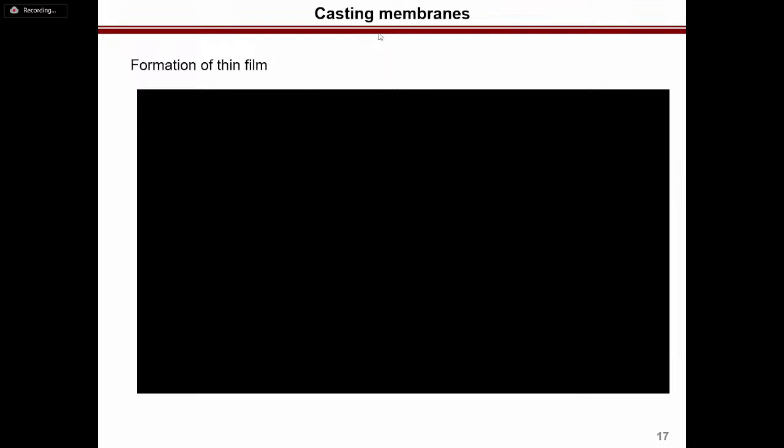The most important point for you to understand here is that the most common way of forming these membranes that you saw before is by casting. Casting from a solution is the most common way to produce this type of membrane.